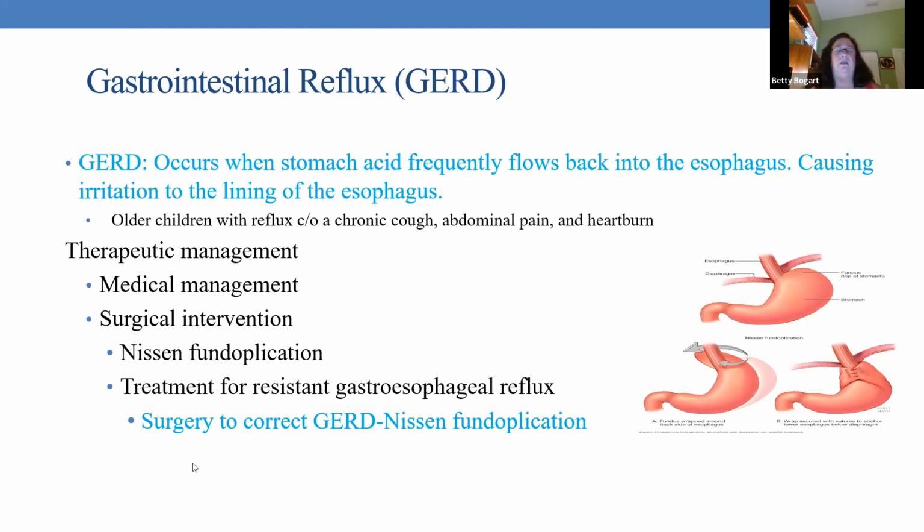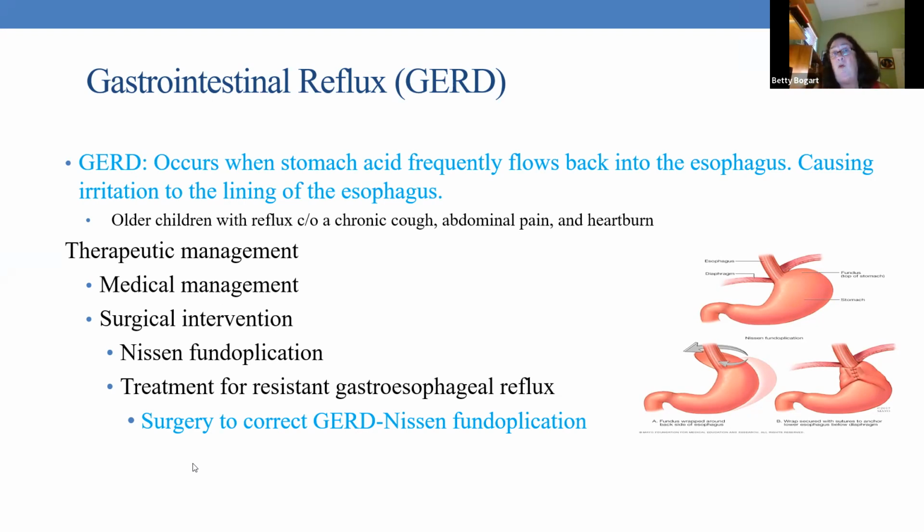Now, I mentioned gastrointestinal reflux or GERD. And this is the reflux. It goes up and down from the belly, tummy, up the esophagus, and it burns and it hurts. In infants, you'd see a little spit up. When we have pyloric stenosis, it's projectile, right?